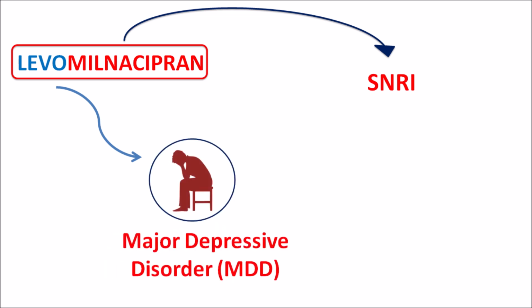And its efficacy and safety in the treatment of fibromyalgia is still not established. Even though milnacipran is indicated for fibromyalgia, levomilnacipran is only indicated for the treatment of major depressive disorder. So today in this video we are going to see how this drug acts, what is its chemical nature, what are the important precautions, side effects, doses, all these things we will discuss in this video.